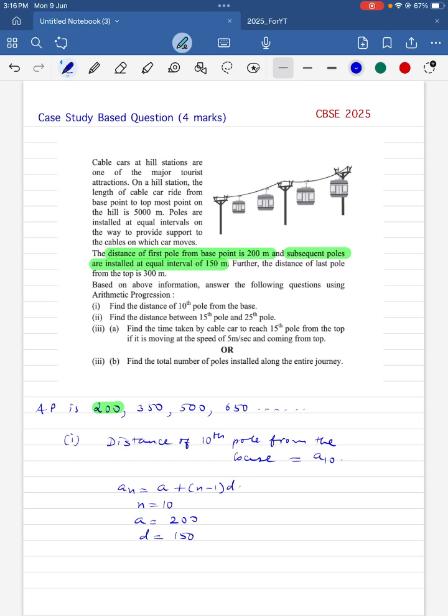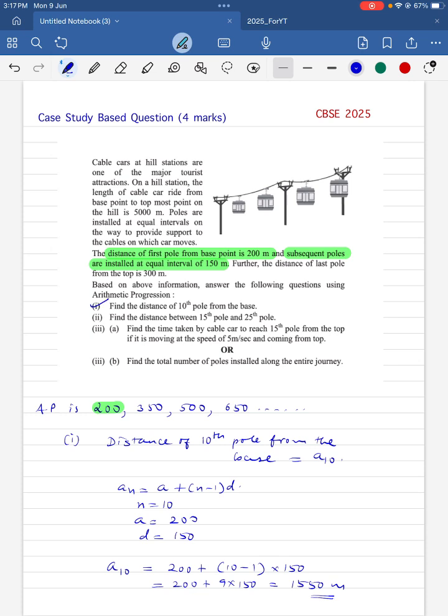Now let's try and find out the 10th term of this AP. So A10 will be 200 plus 10 minus 1 into D, which is 150. That is 200 plus 9 times 150, which is equal to 1550 meters. So we found out the 10th term of the AP. So the first part of the question is done.